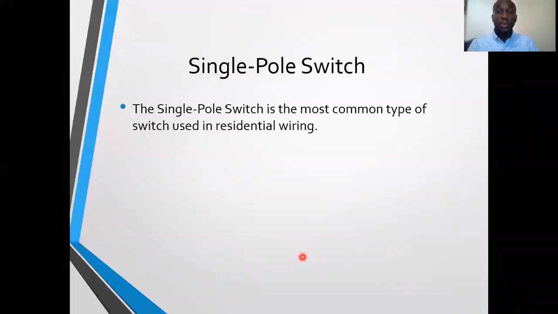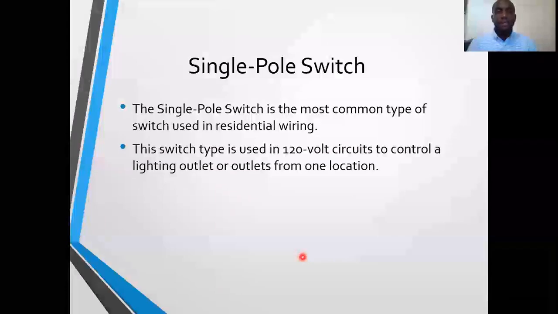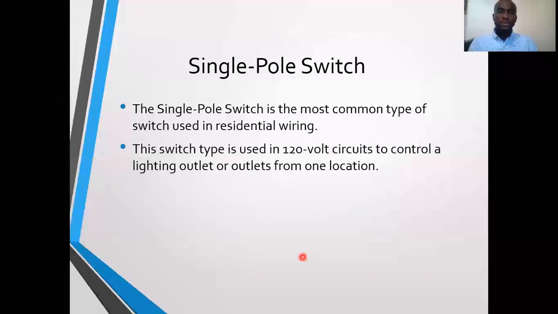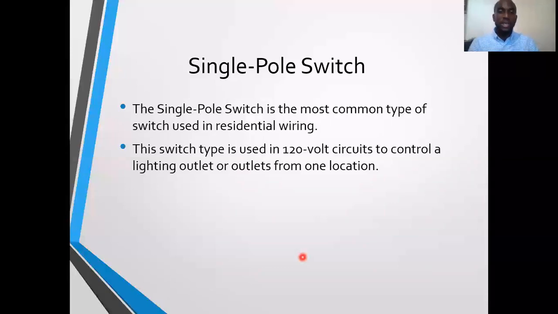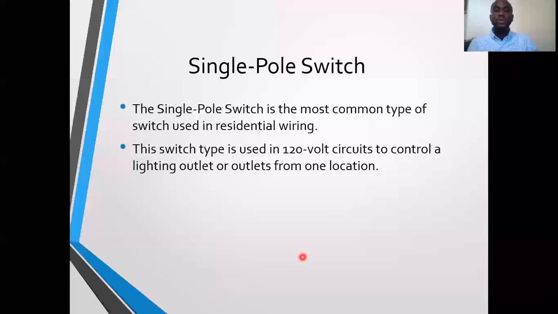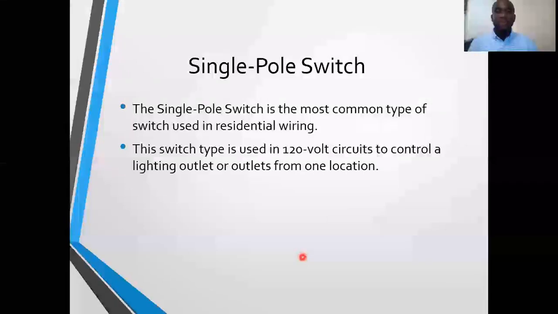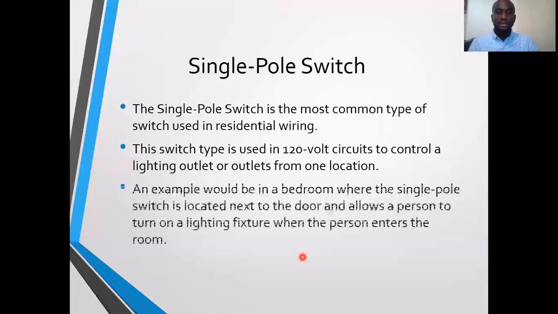Let's look at some important facts about the single pole switch. The single pole switch is the most common type of switch used in residential wiring. You can picture it right now. It is used all over your house. In the bathroom, in the kitchen, in the laundry room, you name it, the single pole switch is used there. The single pole switch type is used in 120 volt circuits to control a lighting outlet or outlets from one location. Yes, you heard correctly. It can be used to control multiple outlets, but these controls are from only one location.